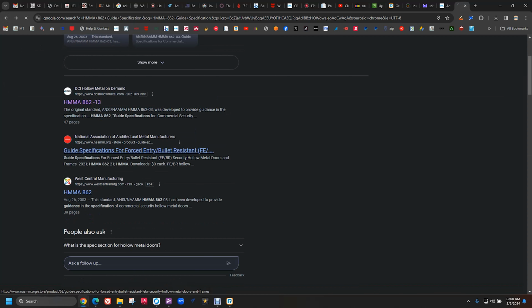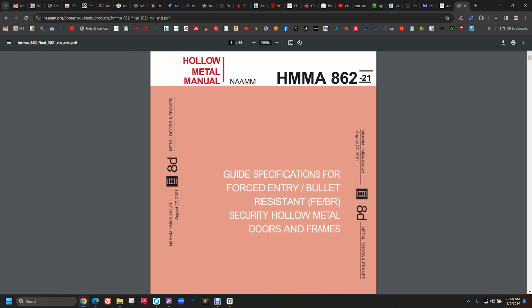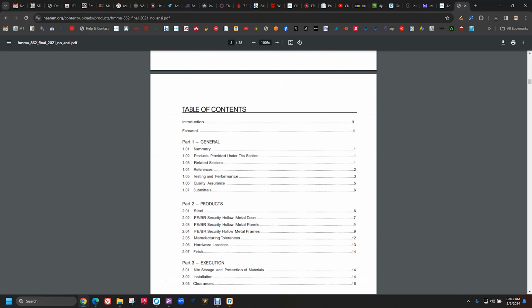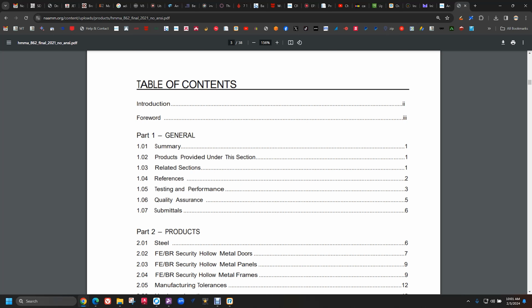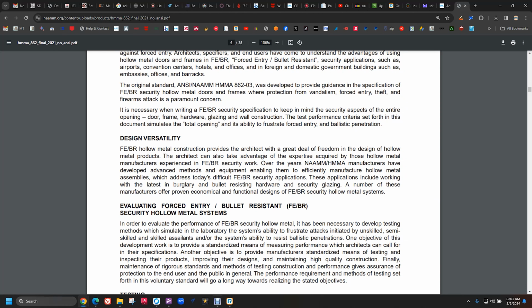National Association of Architectural Metal Manufacturers guide specification. Yeah, there is a newer version. There's a -21. Okay, downloads are $0 each. Here we go. Okay, so a -21 version. Awesome. So going through the guide specification, this is going to give us a really good way to understand, in a very generic, summarized sense, what is being referred to in this standard. So let's take a look at some of the key highlights that would be in this.